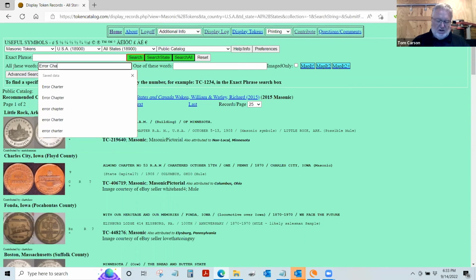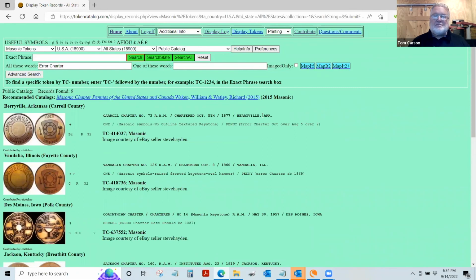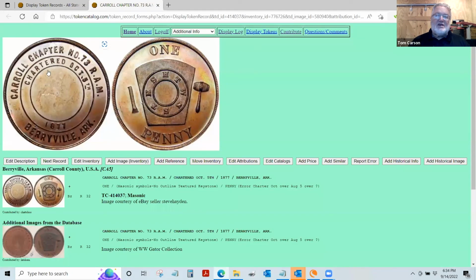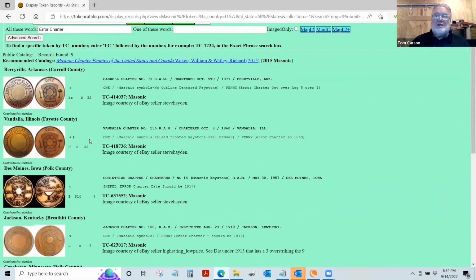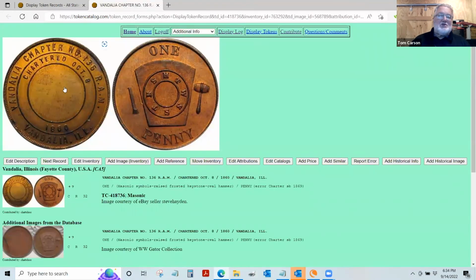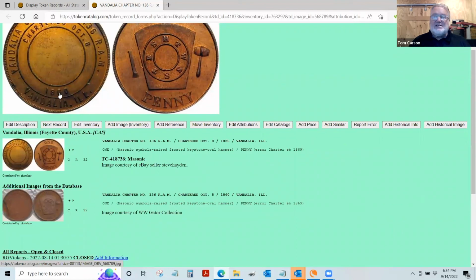Error charter. Now, this particular one, they goofed up on the charter and they went in and on the August, they overstamped 5. I can't make out what it was before they did it. This particular chapter has it 1860. Well, it should have been 1869, Vandalia, Illinois.